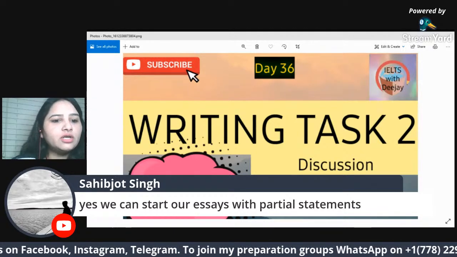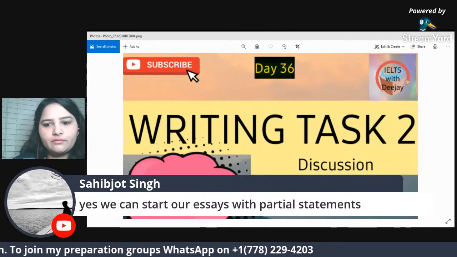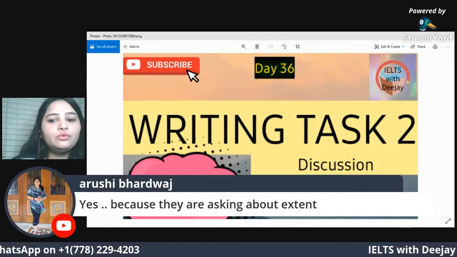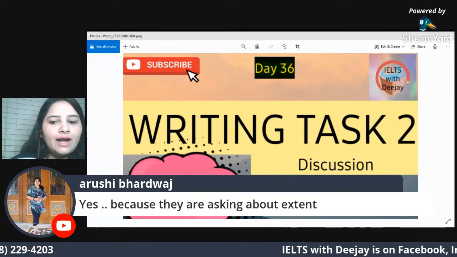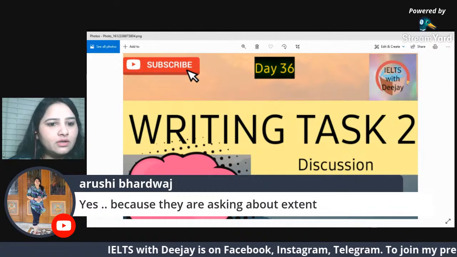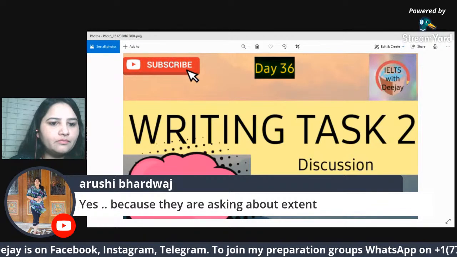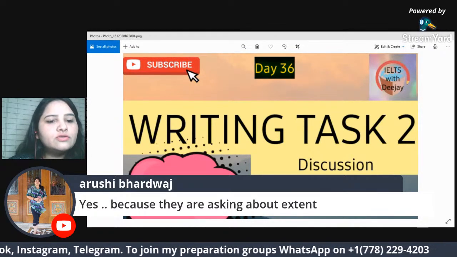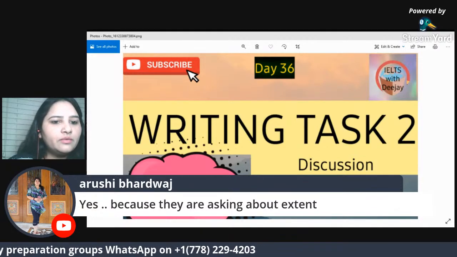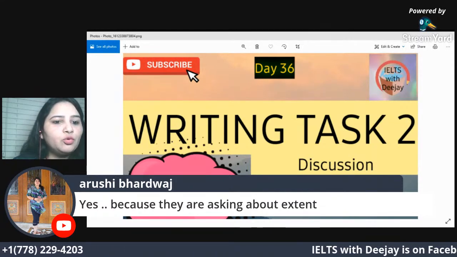You can go for the partial agreement in this type of question, but in others you cannot. Yes, because they're asking about extent. If you see, in this type of question also you can go for 100% agreement, 100% disagreement, and then you can go for 50-50. We have three ways of doing it. Some students only pick the 100% agreement or the 100% disagreement because that is easy for them. Sometimes they're not able to justify both the points.